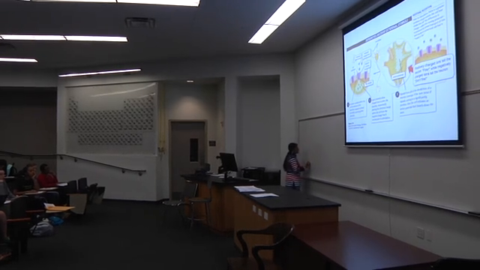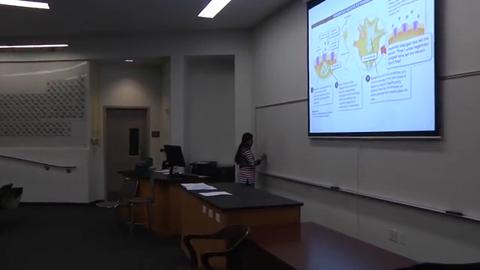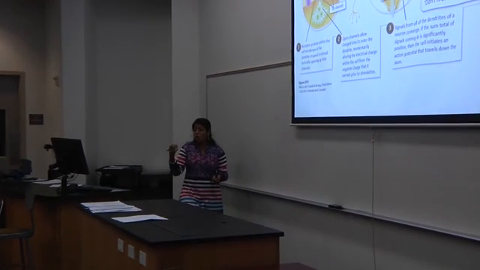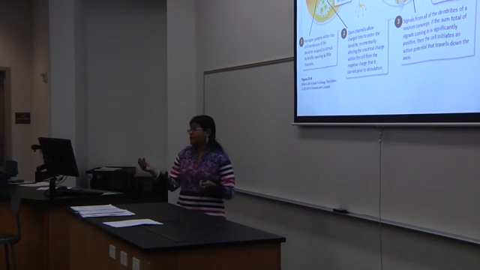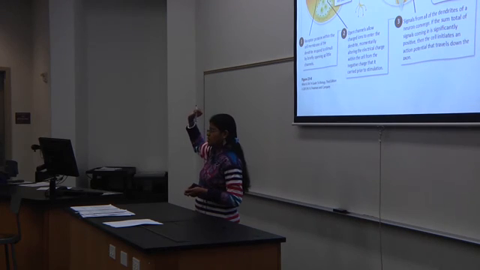So I said the inside of the cell is usually negative, right? So it can be anywhere like minus 80 millivolts or minus 70 millivolts depending on what type of cell it is or what species.